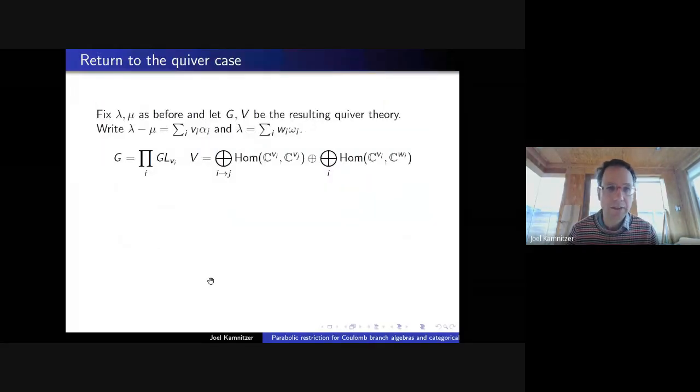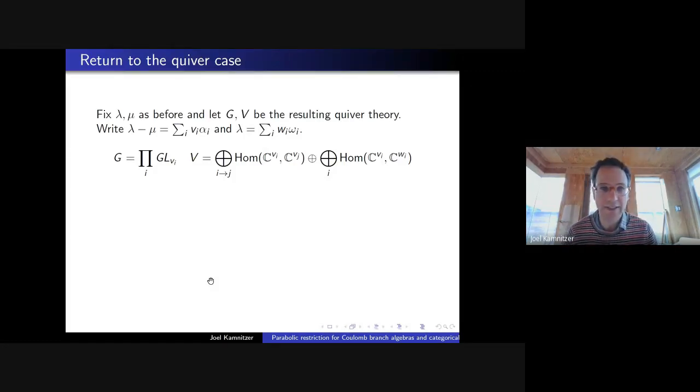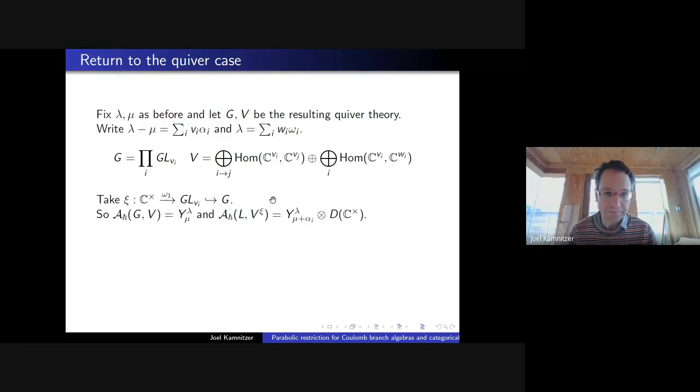Okay. So now let's fix lambda and mu as at the beginning of the talk, and then we have a corresponding quiver gauge theory. So again, that means we have G being the product of GL_{V_i}s, and we have V being the direct sum of these Homs corresponding to edges and corresponding to frames. And as I mentioned, now the additional piece of data is this choice of the cocharacter. So what will I choose? First of all, I'm going to single out one of these GL_{V_i}s. That's going to be the one where we're going to do this adding the alpha_i.